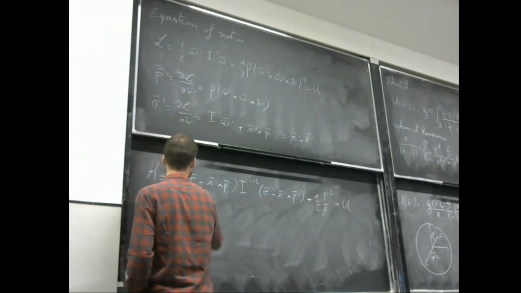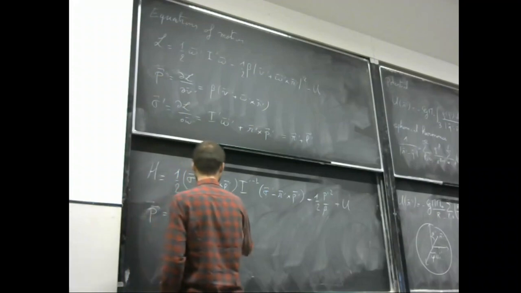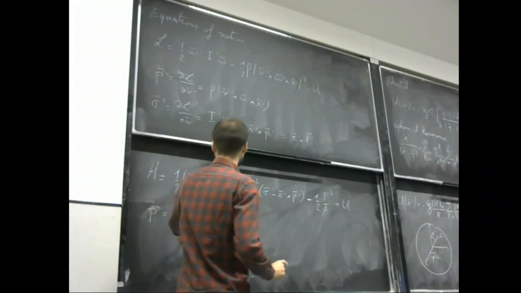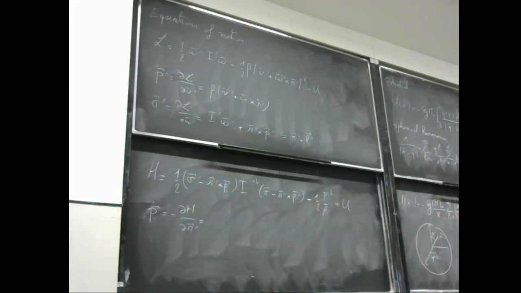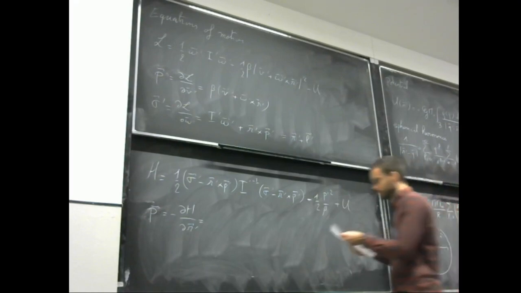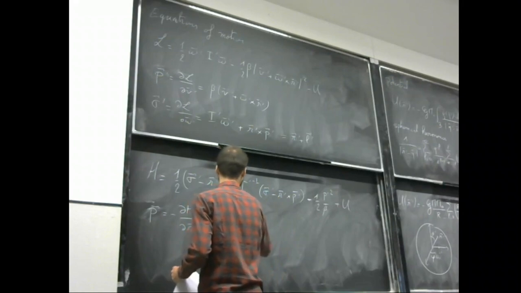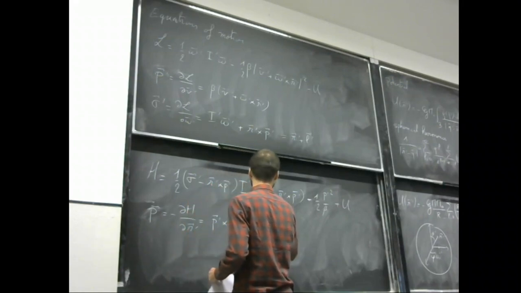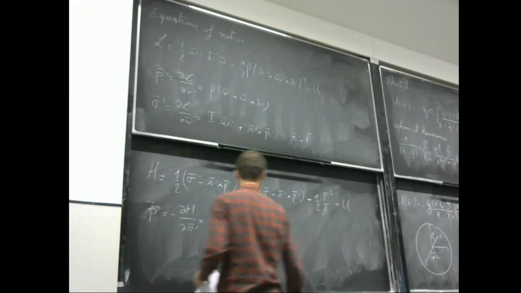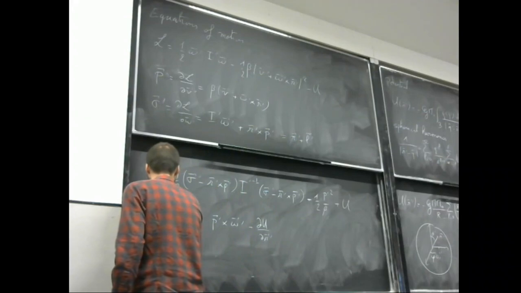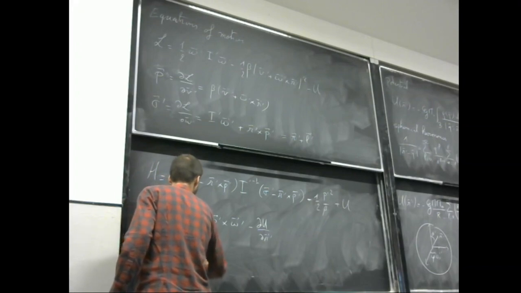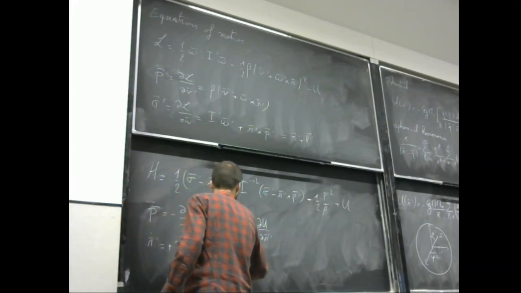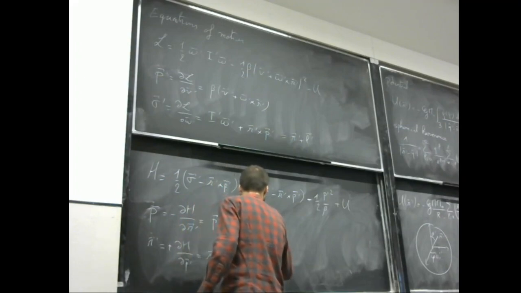p dot is minus dH over dr prime, and when you compute that you will get, so I will look at my notes so that I won't make any mistake. So it's p prime times omega prime, and then you will have minus dU over dr prime. And for r prime dot, it's plus dH over dp prime, and you will get r prime times omega prime plus p prime over beta.